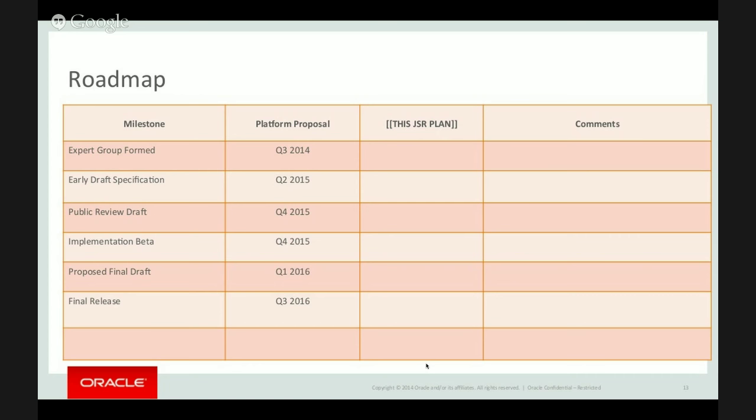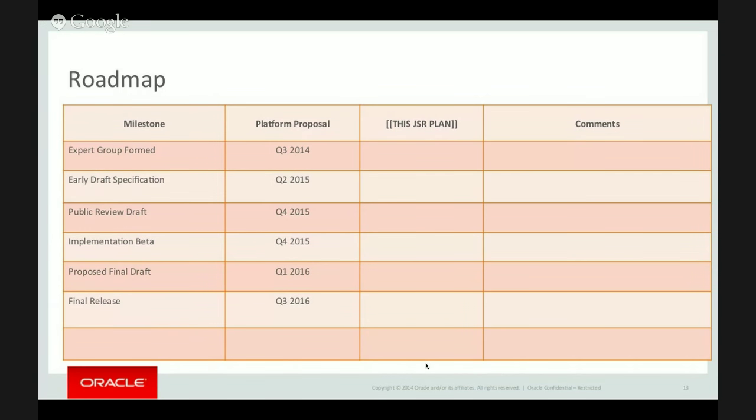I expect the early draft, like I say, this month or the next, and the public review is probably going to happen end of the year. And at that time, we will also release a reference implementation. And early next year, we would release the proposed final draft, and I hope that we could have a final release by the third quarter of next year, before the Java One for next year. It's pretty much in line with the rest of the Java EE specs, if not earlier. But of course, this is still tentative, so anything could change.